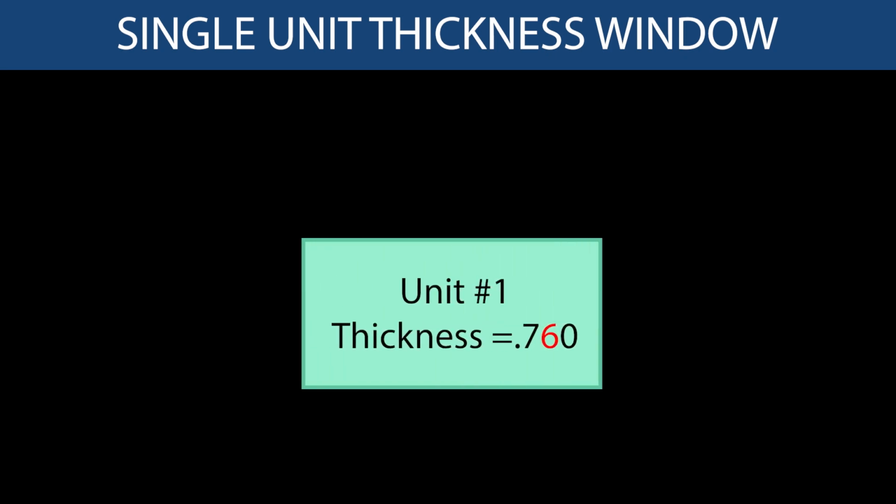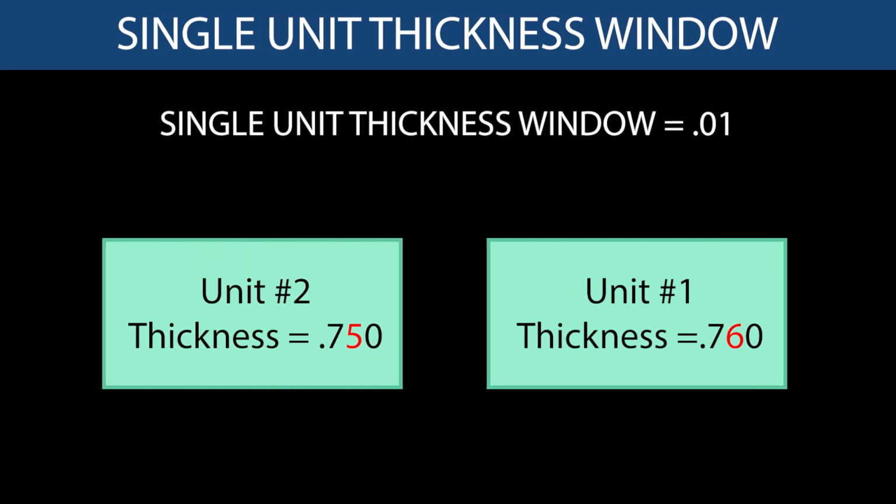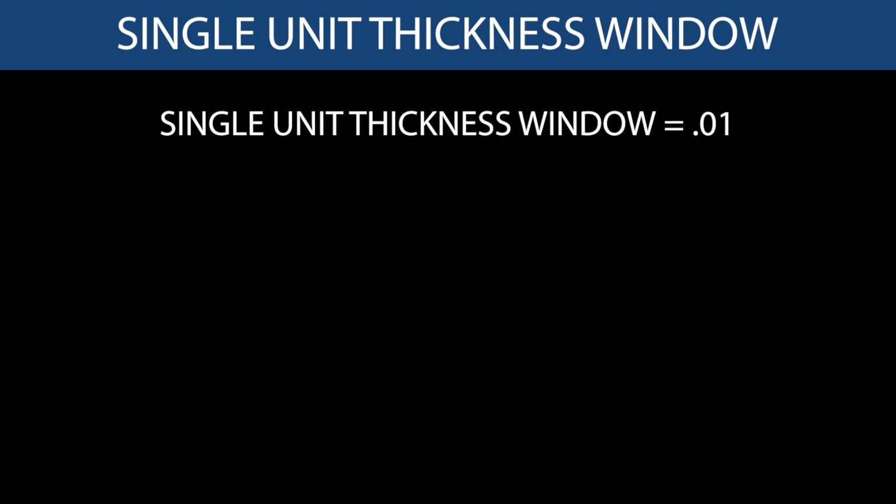If the parameter was set to 10 thousandths, a unit with a thickness of 760 thousandths of an inch would be processed along with a unit of 750 thousandths of an inch. If this parameter is set too high, it could cause some misalignment issues due to uneven pressure from the swing arm.